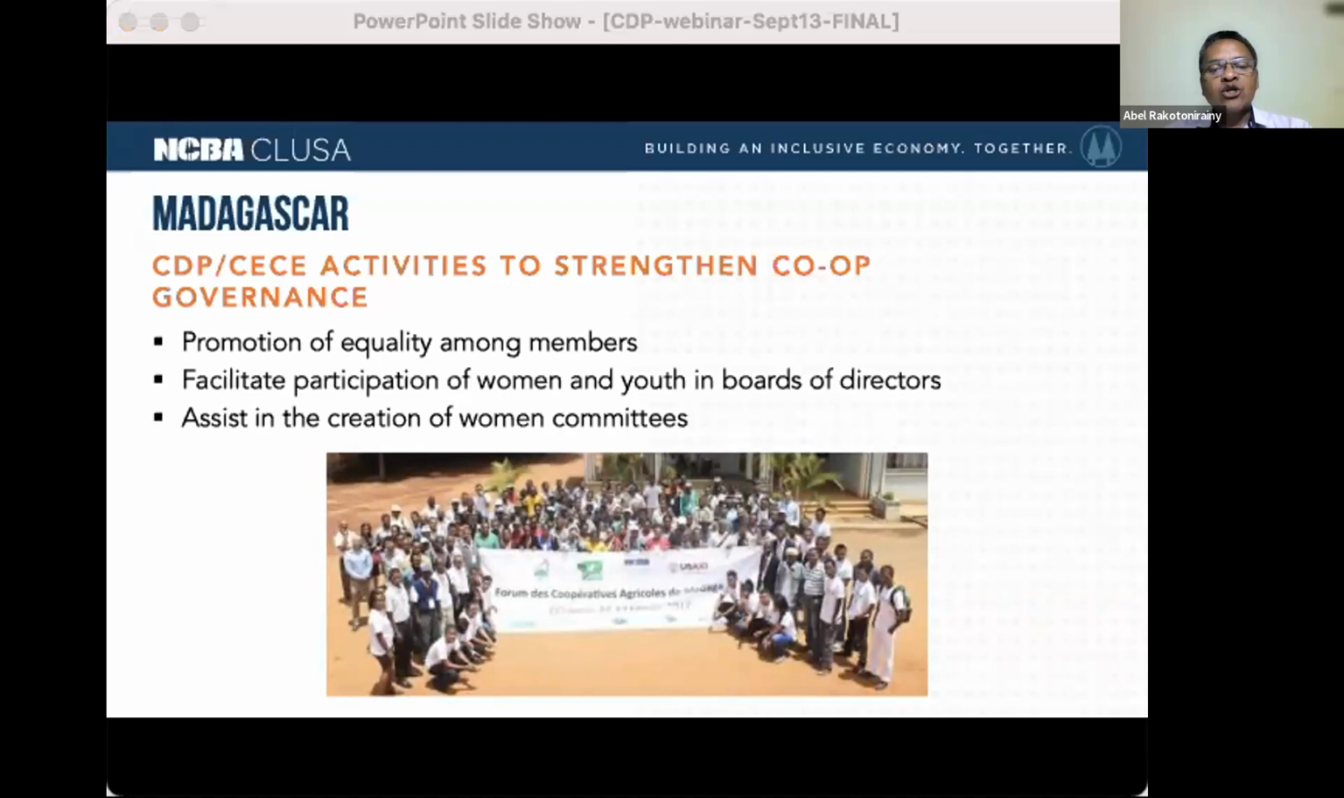And as well, we assisted the COPs to create a women committee within their groups. We thought that we would start at the union level, but that was straight away carried on by the cooperatives at the village level. Thank you.